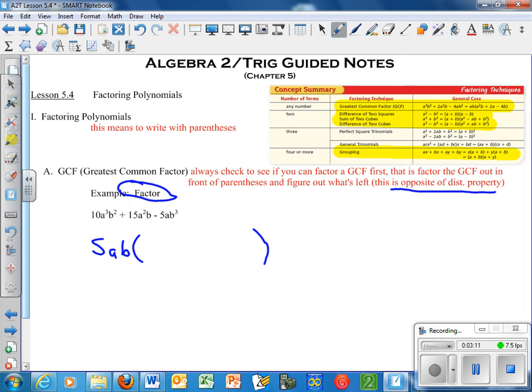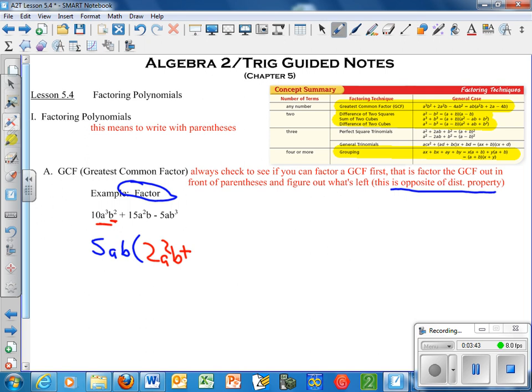So 5 times what will give me 10? Well, that's got to be a 2. So we're going to put a 2 in here. And then I factored out an a. I have a cubed right here, so this has to be a squared. I factored out a b. I had b squared right here, so I have to have a b on that first term. We're factoring out a positive 5ab, so signs are going to stay the same.